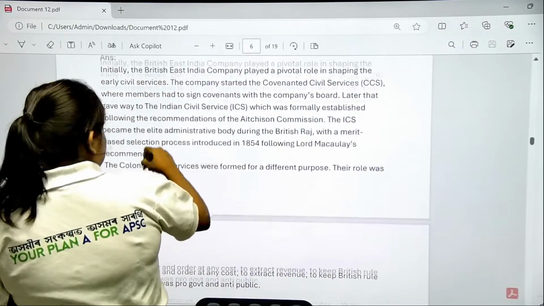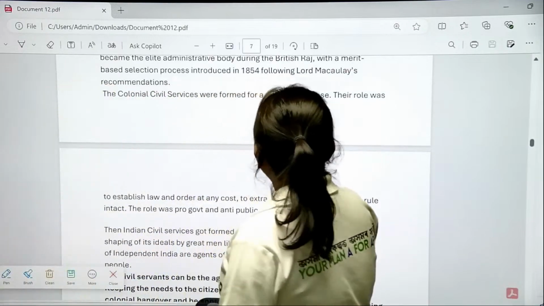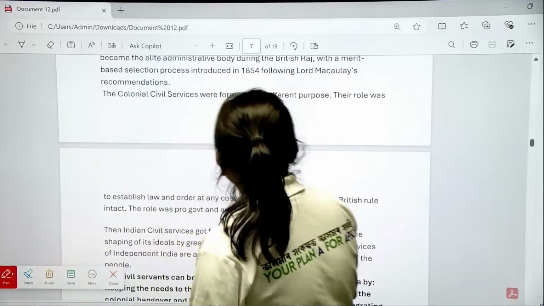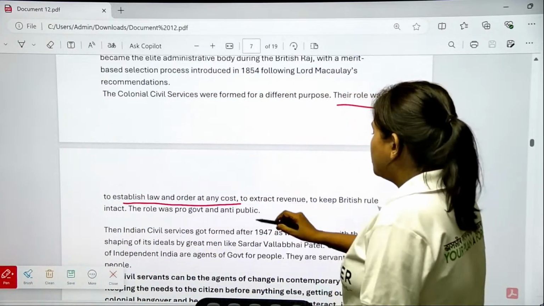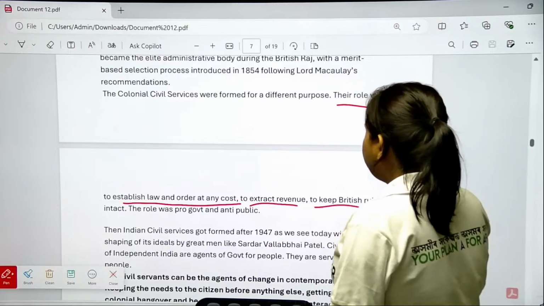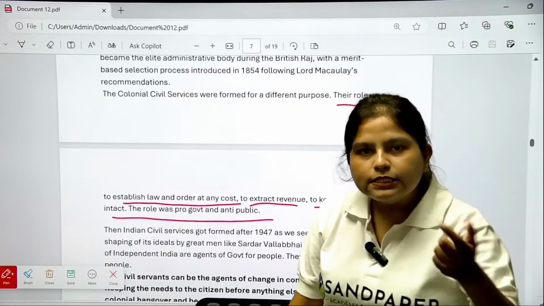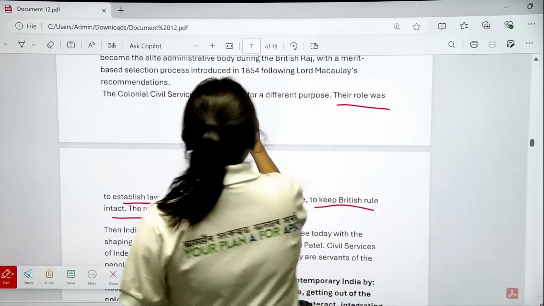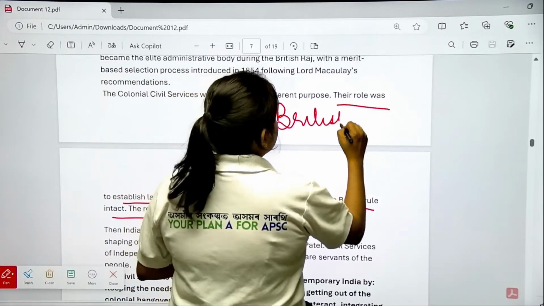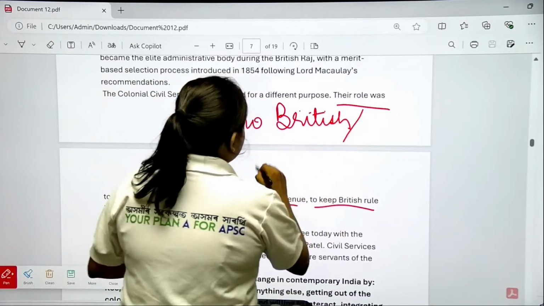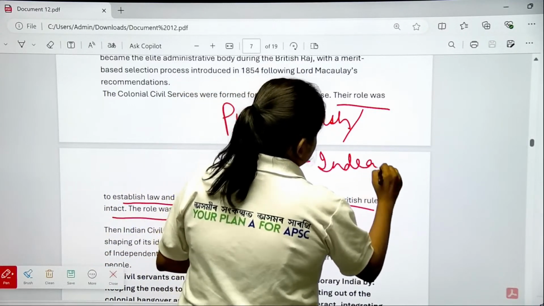The colonial civil services were formed for a different purpose. Their role was to establish law and order at any cost, to extract revenue, and to keep British rule intact. The role was pro-government and anti-public. Pro-government, or write pro-British. Pro-British and anti-public, or anti-India.